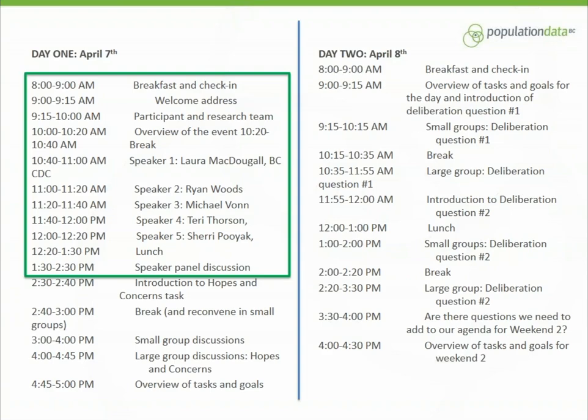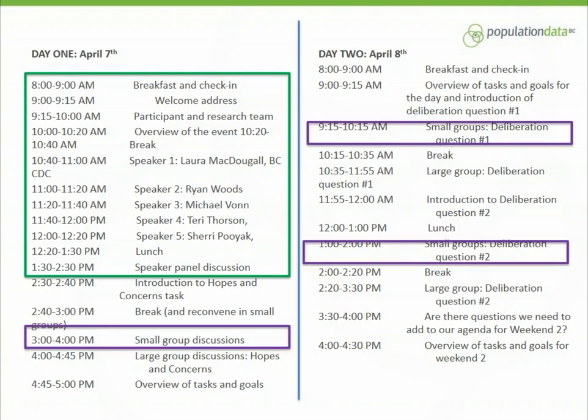The schedule itself, I wanted to show very briefly, just to highlight again how much preparation is involved. On day one, the green box highlights the preparation that goes into information giving. So this whole half day is just information giving. And after that, they start breaking out into either small groups or large groups.